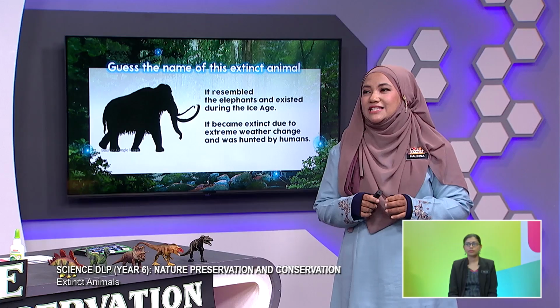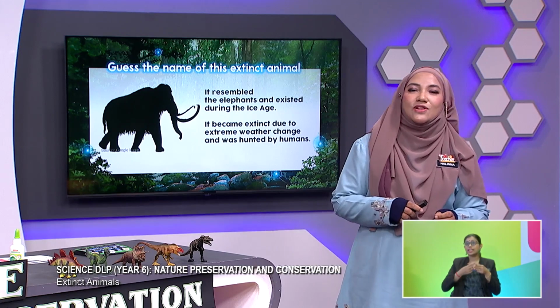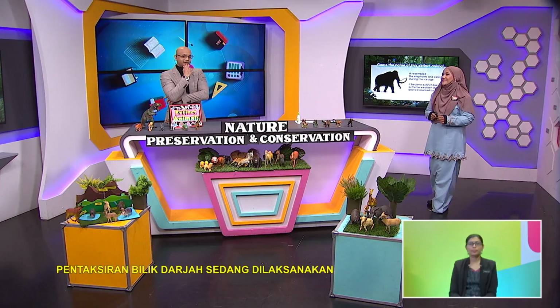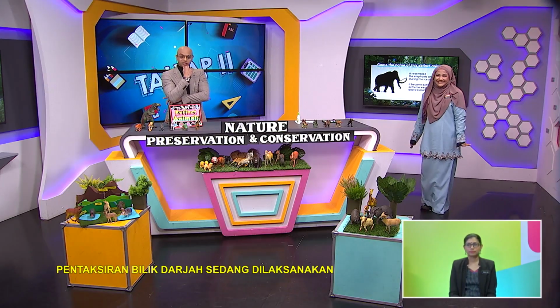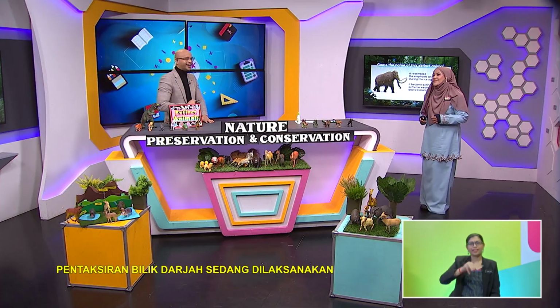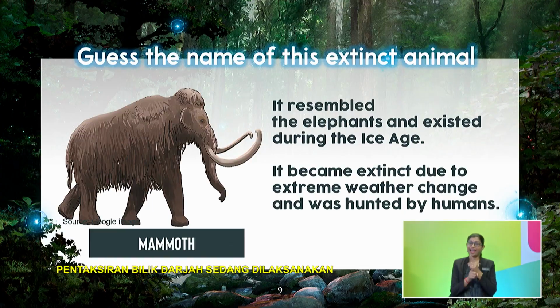So, what is the name of this extinct animal, Abang Sean? Let's see. I think my friends who are watching right now can also make a guess. Since the biggest tip that I can see is that it resembles an elephant, I guess this is a mammoth. Let's find out. Yay! You are absolutely right.